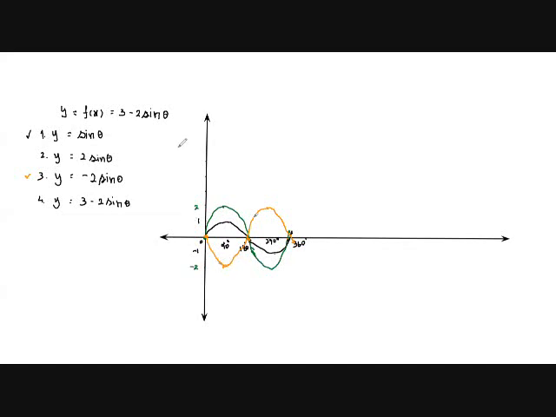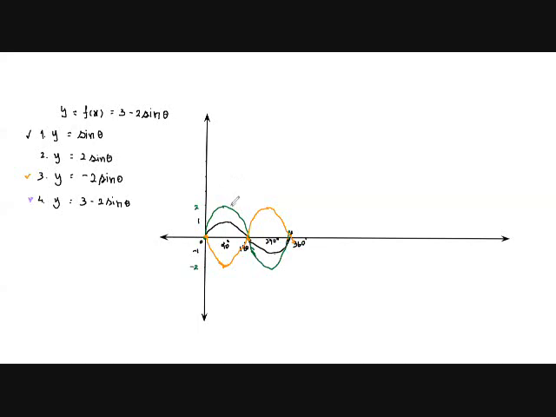Okay. So this is the third graph, y equal to -2 sine x. Then we go to the last graph, the last one: 3 minus 2 sine x.